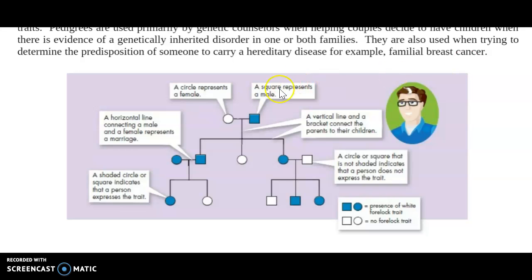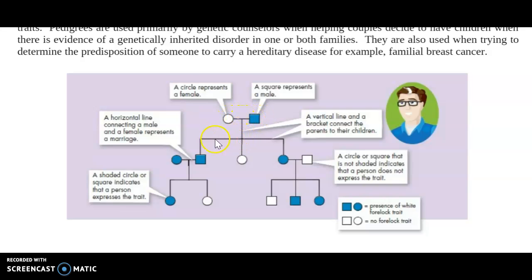Okay, so in a pedigree, a circle represents a female. A square represents a male. The vertical lines that connect brackets between parents and child: these would be the parents, and this line connects them down to their children. A horizontal line is going to connect a male and female in a marriage. So this is a marriage between the husband and wife here.